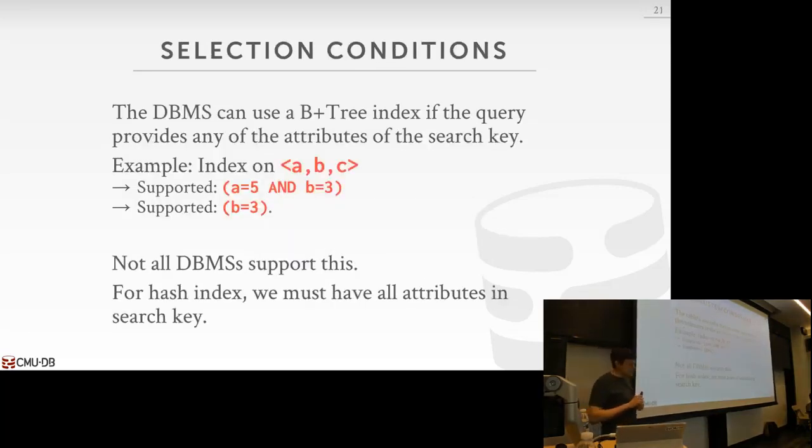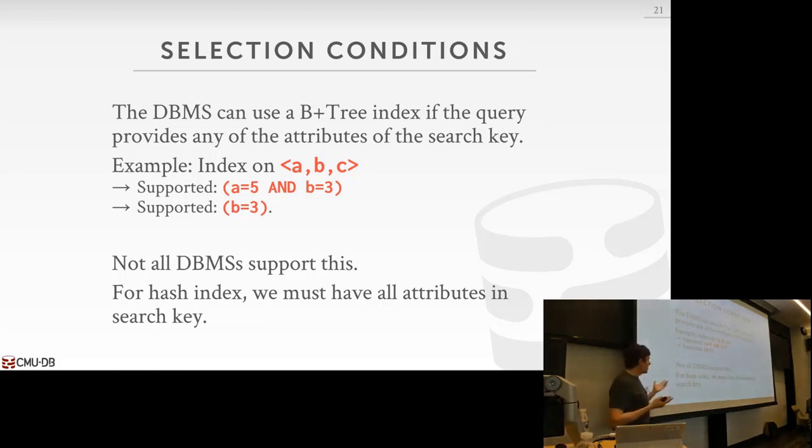So let's talk about how we can do some lookups on our B+ tree. Again, because things are in sorted order, we can do fast traversal to find the thing we're looking for. But one advantage you have with a B+ tree that you can't get with a hash table is that you don't need to have the exact key in order to do a lookup. You can actually use just some part of the key.